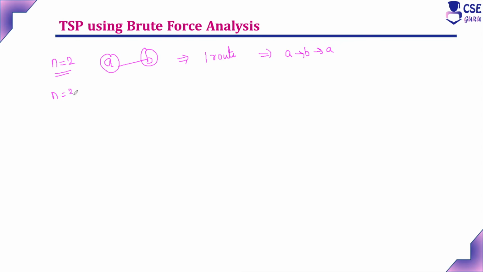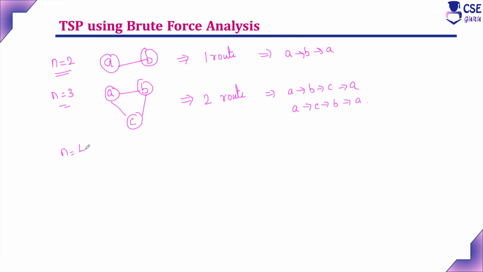Suppose n is equal to 3, that is A, B and C. There are three vertices, so two routes will be available: A to B, B to C, C to A, or otherwise A to C, C to B, B to A. So possibly two routes will be there. Suppose n is equal to 4, that is A, B, C, D. Here 6 routes will be available.